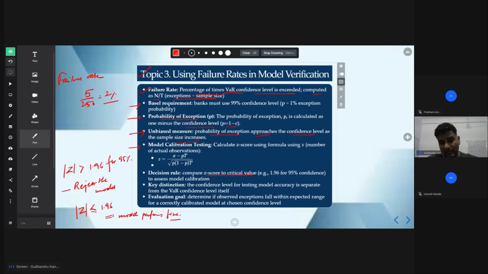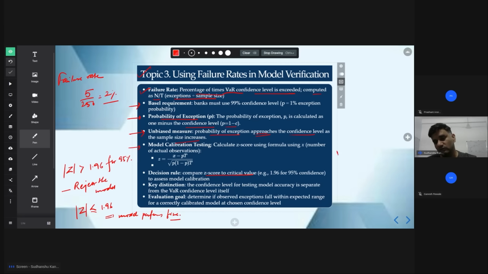You calculate Z and compare it to the critical value. The testing confidence level, like 95%, is different from the VaR confidence, like your 99%. You look at the VaR confidence, which is used in your model prediction, right? You have your test confidence, which you use to check the accuracy of that prediction. So understand that as well.